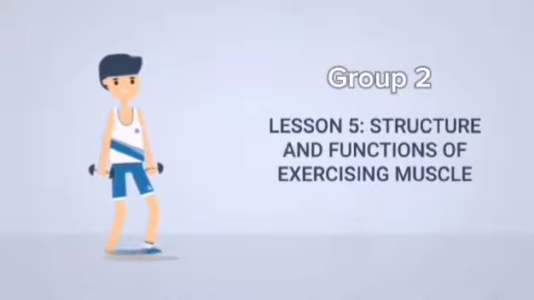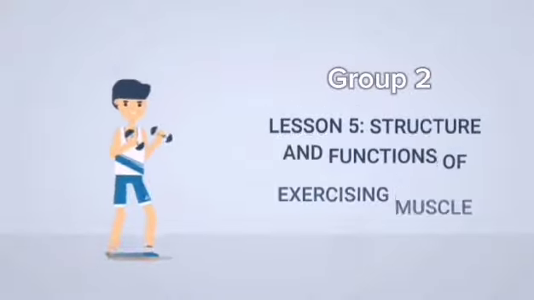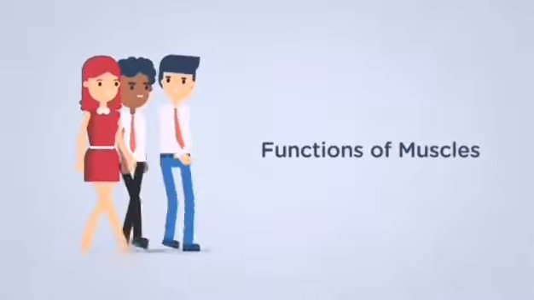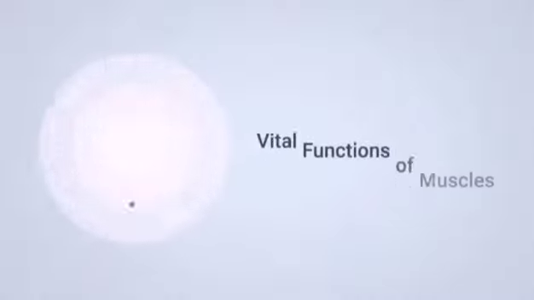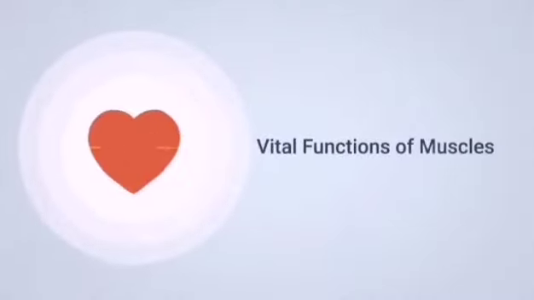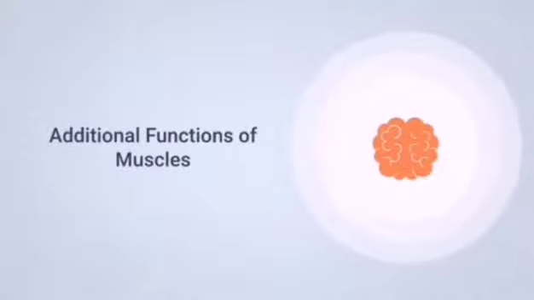Lesson 5: Structure and Functions of Exercising Muscle. Muscles allow a person to move, speak, and chew. They control heartbeat, breathing, and digestion. Other seemingly unrelated functions, including temperature regulation and vision, also rely on the muscular system.